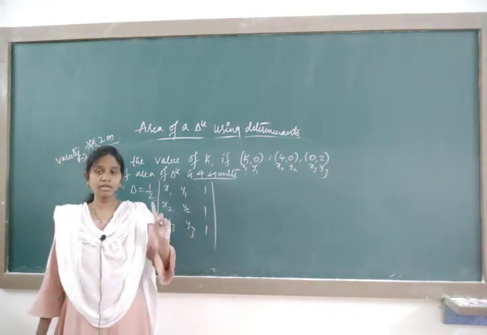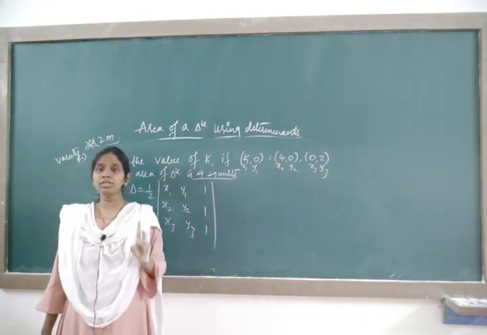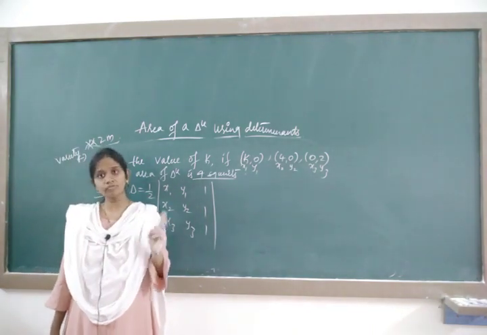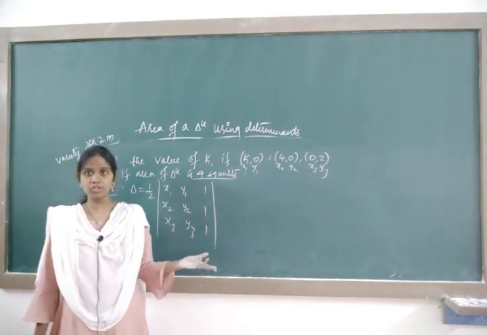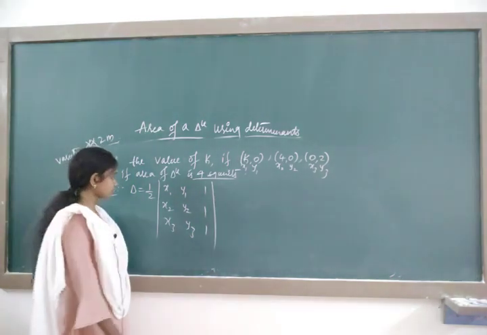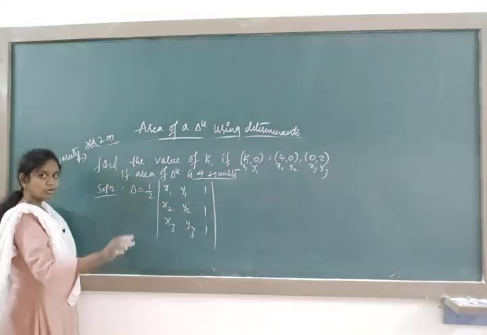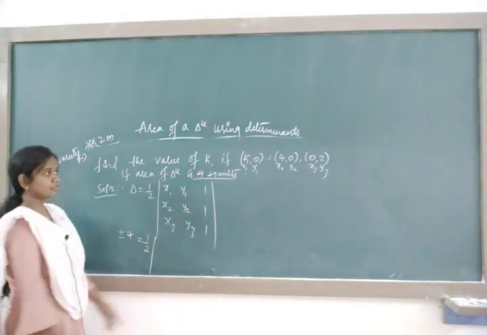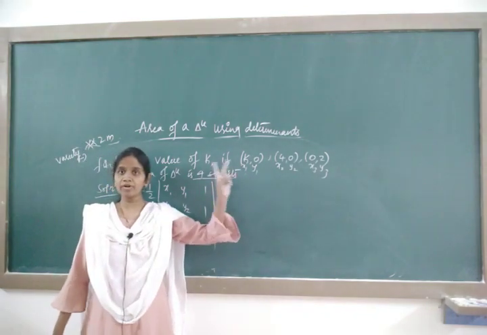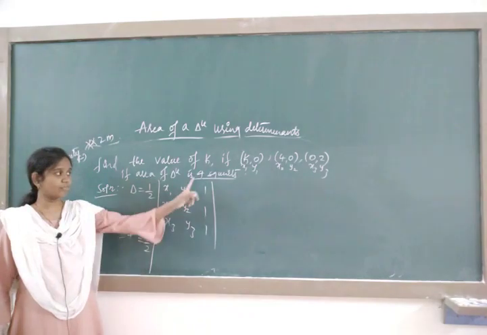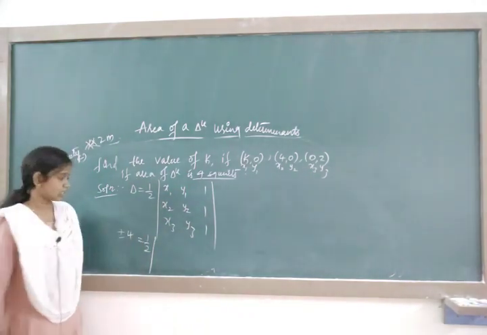Therefore you have to treat the delta value as positive as well as negative to find the two values of k. Sometimes it may be positive, sometimes negative, or sometimes it may be 0 also. So instead of 4, you have to take plus or minus 4. Don't forget, because we are finding the value of k. To find k, we need minimum 2 values. Therefore we are writing whatever the value with plus or minus.